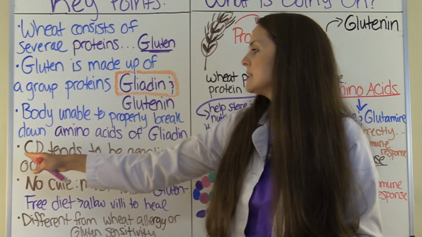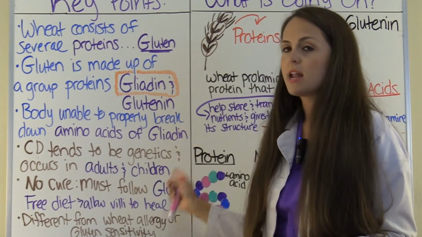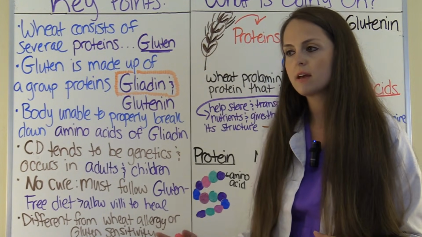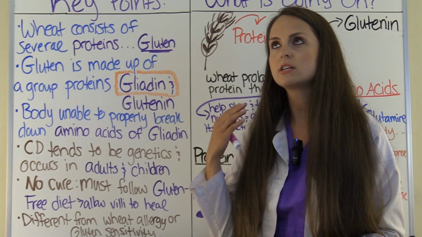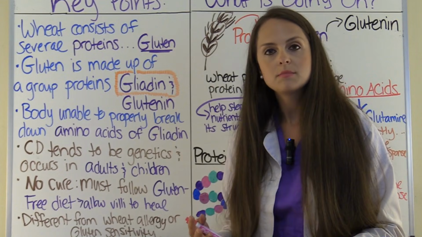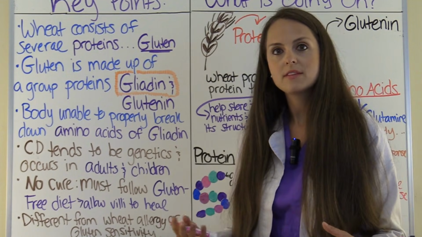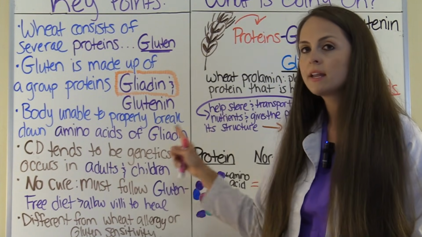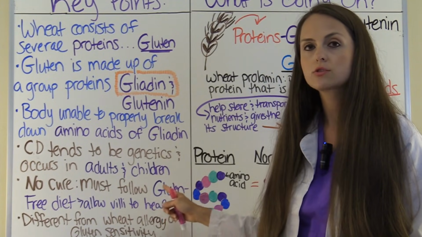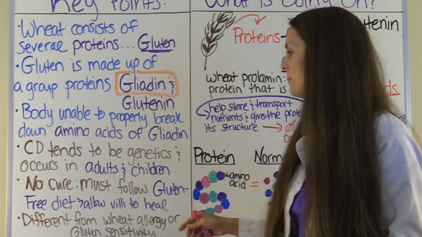Now, celiac disease tends to be genetic and it will run in families. So mom, dad had it, your patient is having signs and symptoms of it, they may have this because it runs in families. And it occurs in both adults and children. So you want to screen your pediatric patients for this as well.